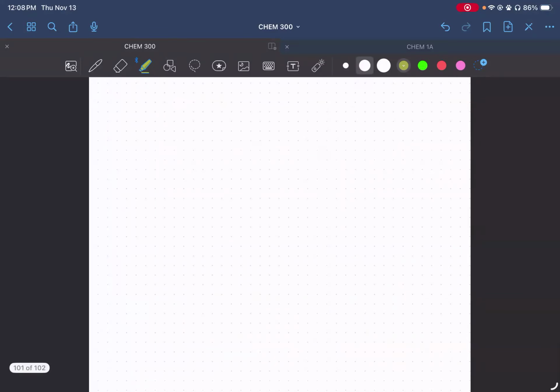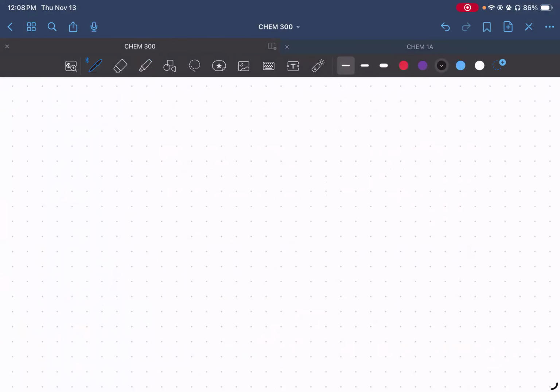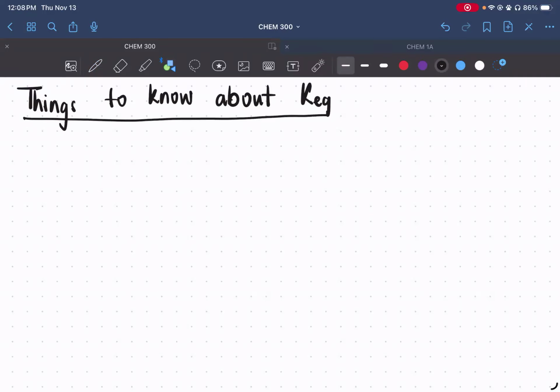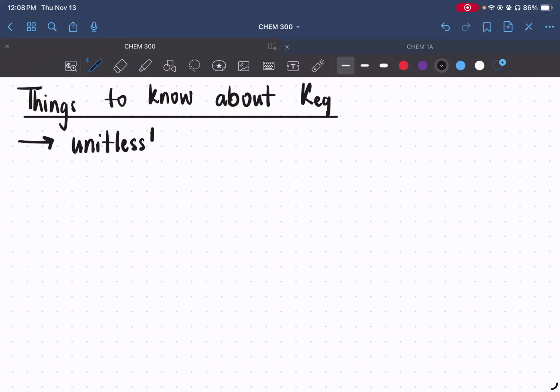We need to know a couple of things about KEQ. Number one, I've already pointed this out, but let's make sure it's written somewhere. KEQ is unitless. It is simply a number. It is a constant for the reaction at hand.